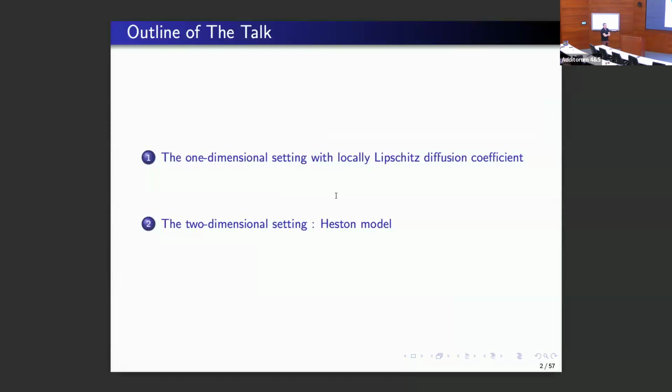So the outline of the talk has two main parts. The first one is the one-dimensional setting, where we will deal with stochastic differential equations that may have coefficients that are not locally Lipschitz, so not globally Lipschitz. And the second part of the talk will be the extension to two dimensions. And of course, one natural extension is to work in a higher dimensional setting. We start with the first thing, the one-dimensional setting.